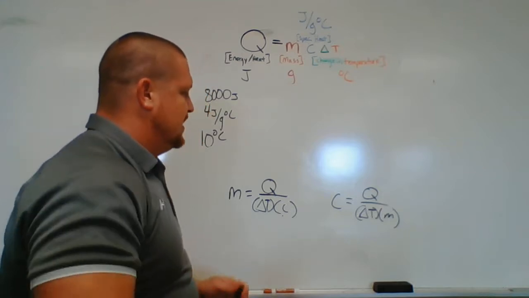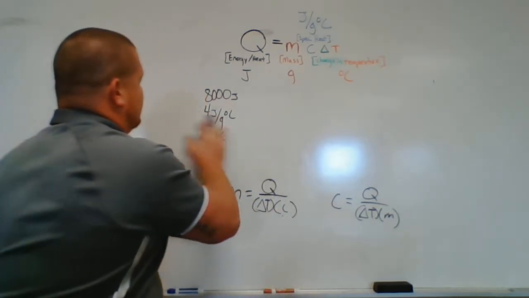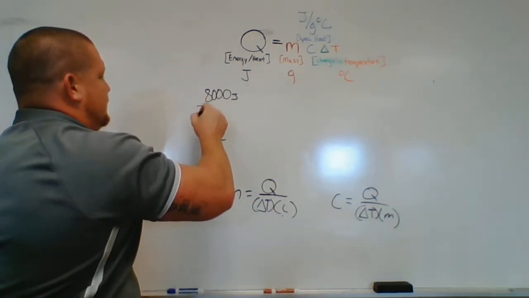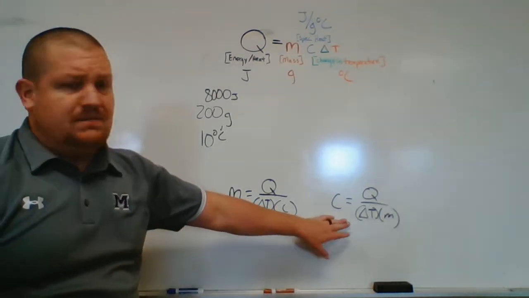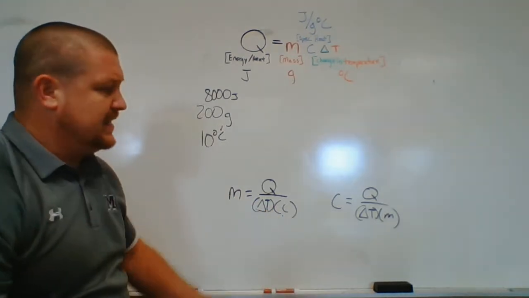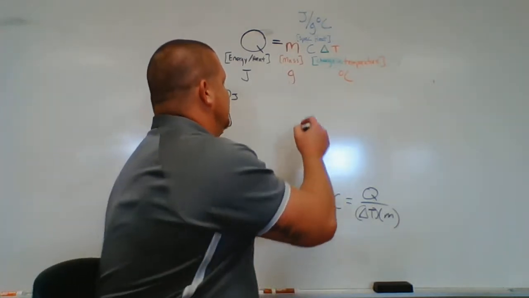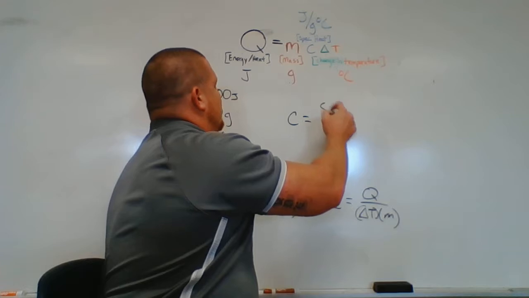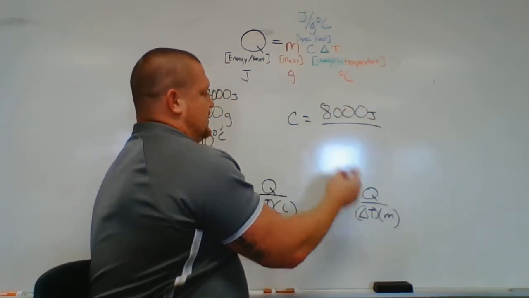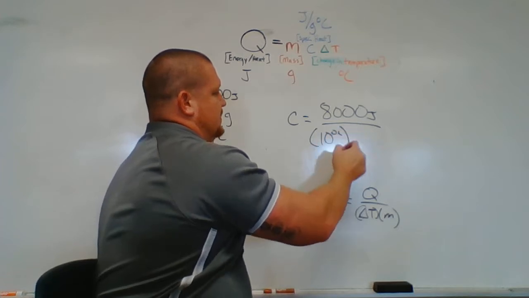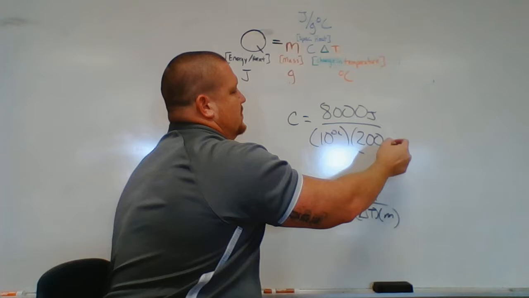So now let's say we don't know what the specific heat is, but we know the mass is 200 grams. We should be able to solve this for specific heat. It should be 4 at the end. Let's see what we come up with. So we're going to have C equals 8,000 joules divided by temperature, 10 degrees Celsius, divided by mass, 200 grams.